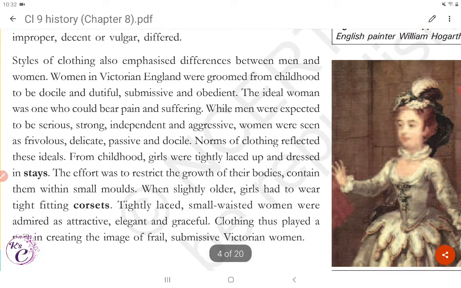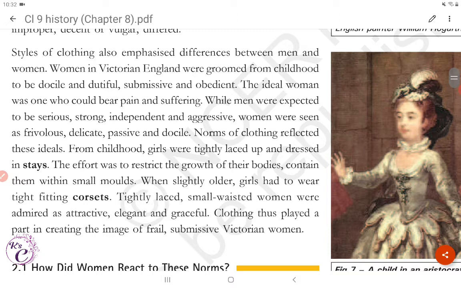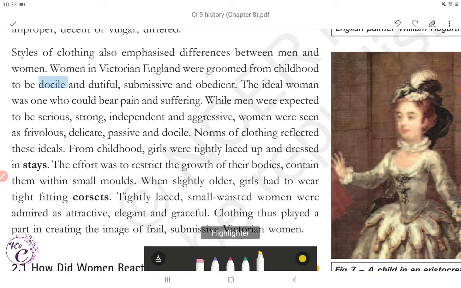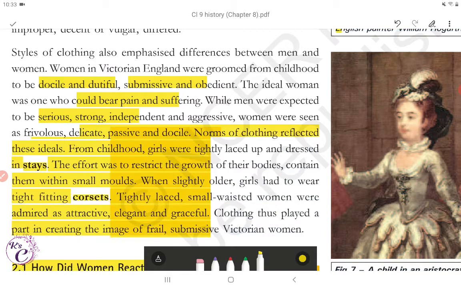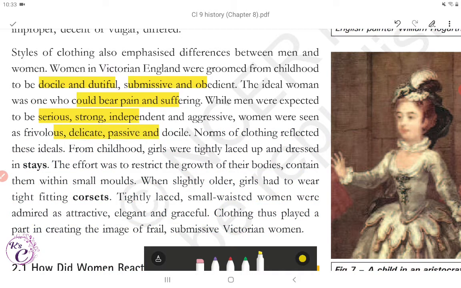Styles of clothing also emphasized differences between men and women. Women in Victorian England were groomed from childhood to be docile and dutiful, submissive and obedient. The ideal woman was one who could bear pain and suffering, while men were expected to be serious, strong, independent, and aggressive. Women were seen as frivolous, delicate, passive, and docile. Norms of clothing reflected these ideals.